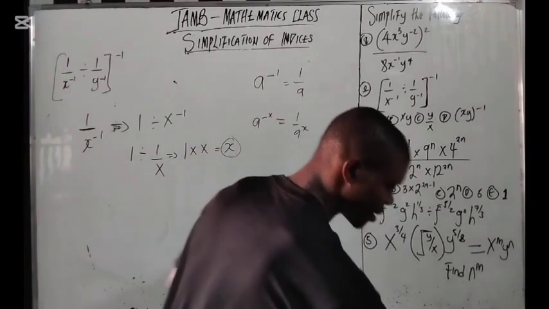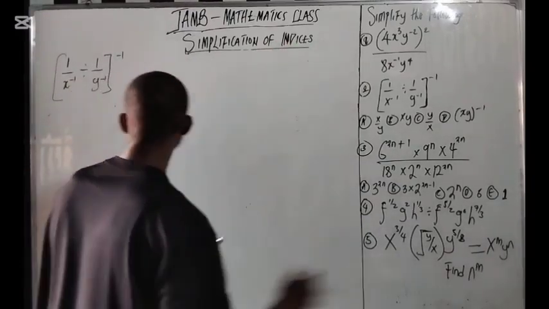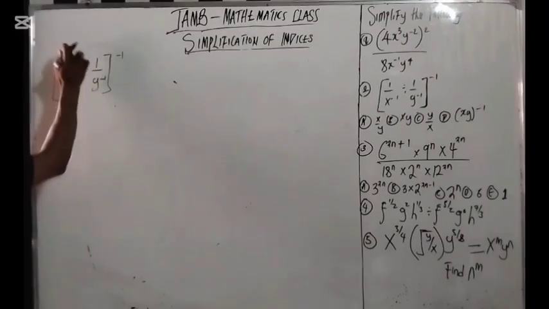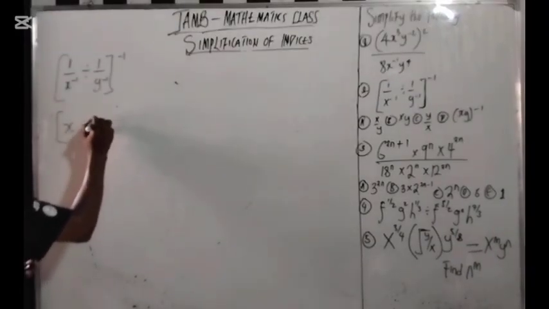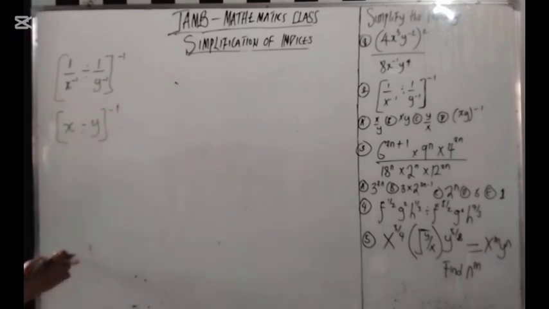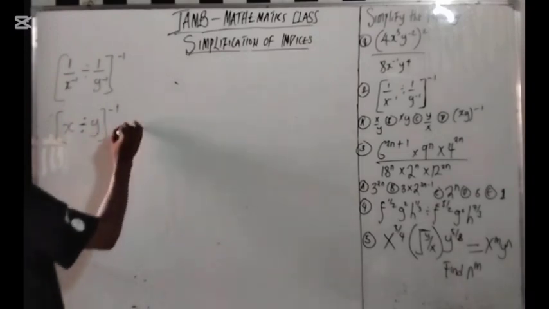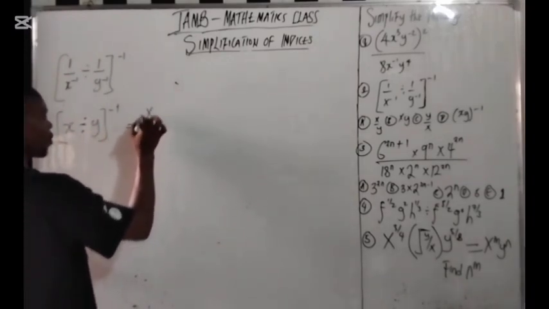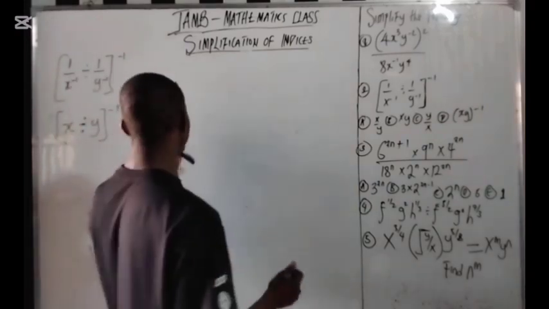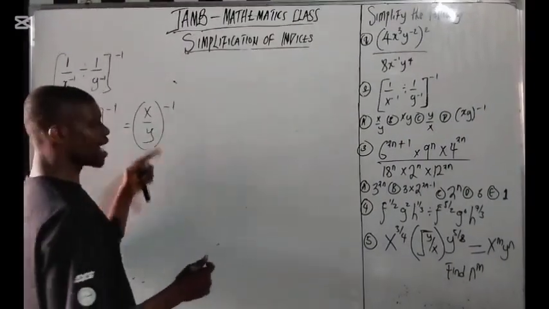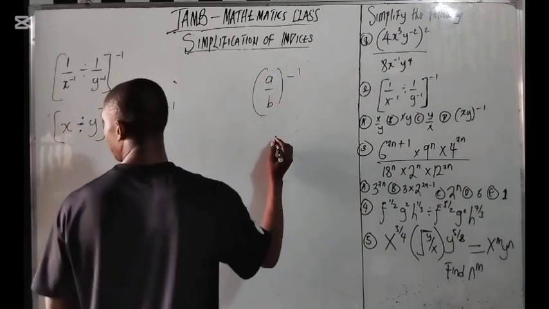So what will happen here is this. Because when you evaluate, you're going to get x divided by y minus 1. It's okay. That is it. So this one is also the same as x over y all raised to minus 1. Now remember, this one is also a negative index, but this one is a fraction. When you have something like a over b all raised to minus 1, what happened here?